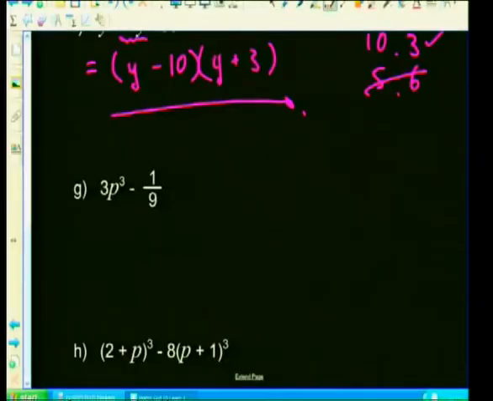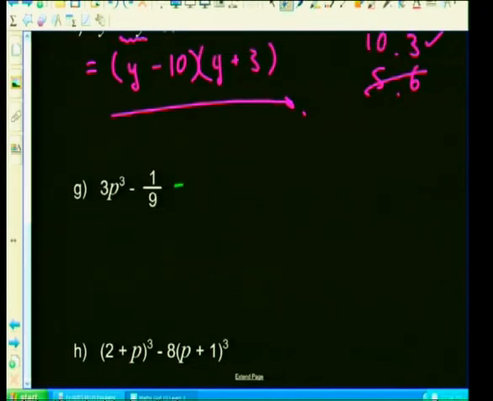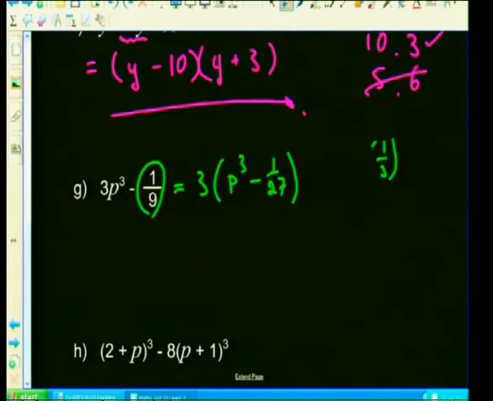Here we go. Right, so what we're going to do over here is we're going to take out a factor of 3. p cubed. Now 3 times what is going to give me a 9th? You guessed it, 1 over 27. And yes, 1 over 27 is a perfect cube. 1 over 3 cubed is 1 over 27.